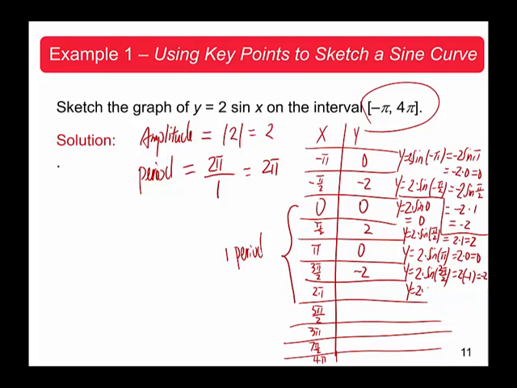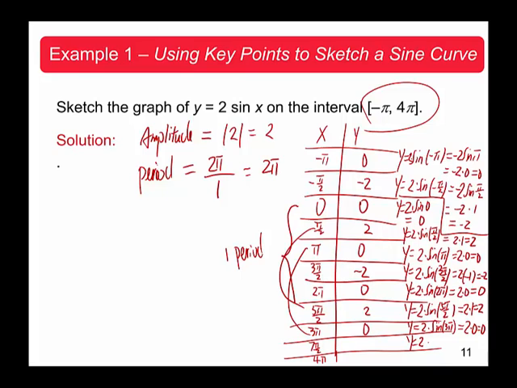So y equals 2 times sine 2 pi. Sine 2 pi is the same thing as sine 0. 2 times 0 gives us 0. And then y equals 2 times sine 5 pi over 2. Adding 2 pi to pi over 2. So sine 5 pi over 2 is the same thing as sine pi over 2. So it's 2 times 1 gives us 2. So y equals 2 times sine 3 pi. Again, you're adding 2 pi to pi. So sine 3 pi should be the same as sine pi. So it's 2 times 0 gives us 0.